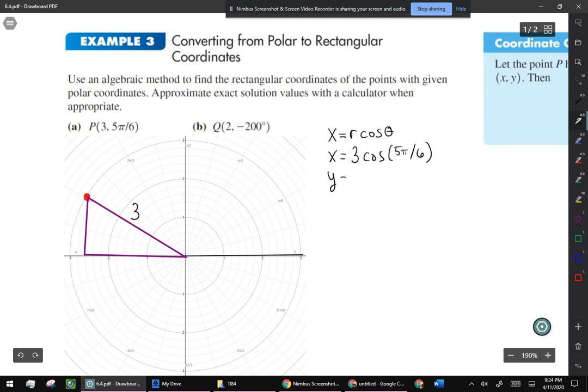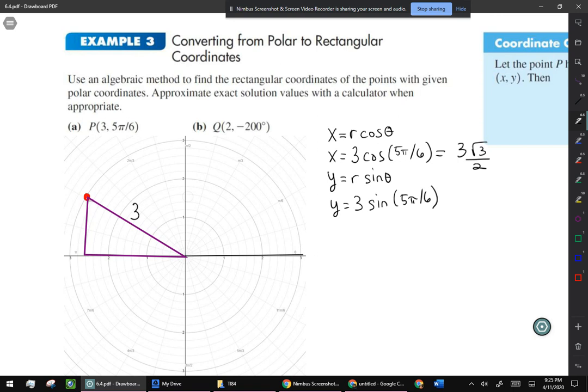And then my y is r sine of theta. And in this case, it would be 3 sine of 5 pi over 6. And if we want to write it as an x, y coordinate, then we just need to say that x is 3 cosine 5 pi over 6. Well, cosine of 5 pi over 6 is root 3 over 2 because it's over 6. And so it'd be 3 times root 3 over 2.